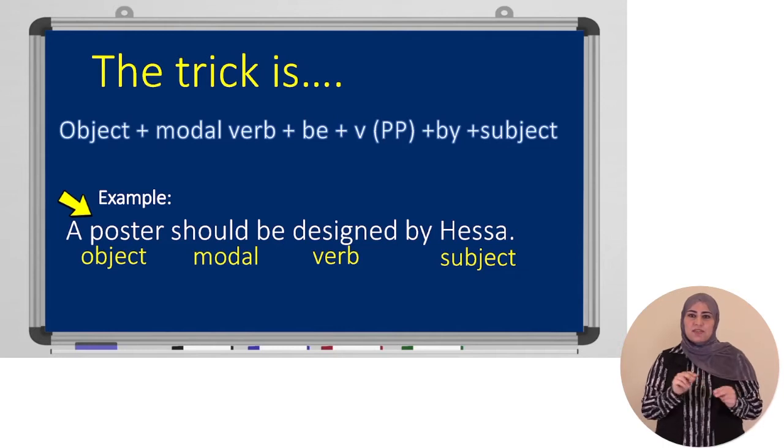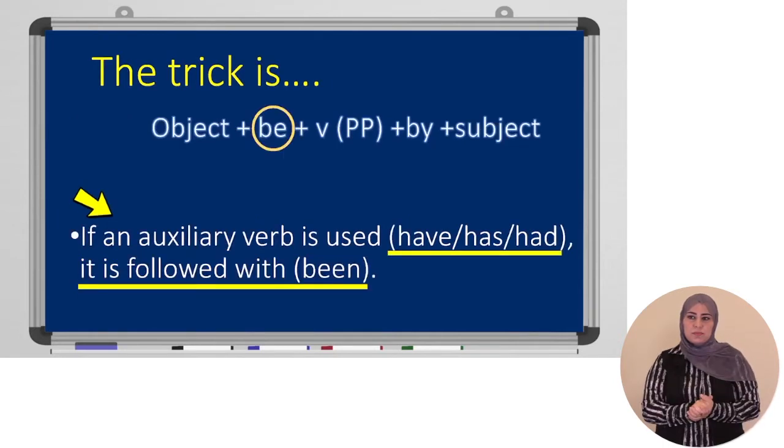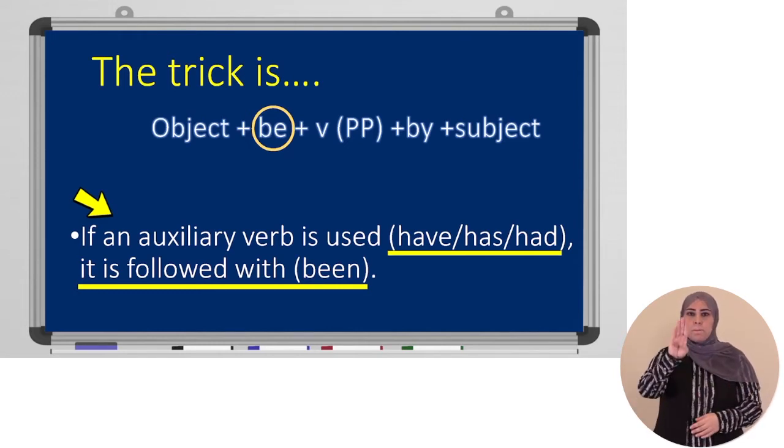Now, if there is an auxiliary verb used, like have, has, or had, what do we add instead of be? We add been. We follow it with been. So if there is an auxiliary verb like has, have, or had, we simply add been after it.